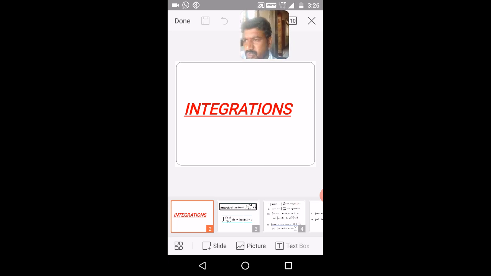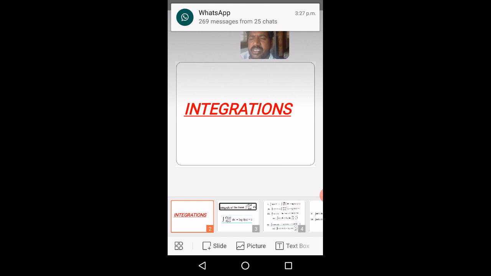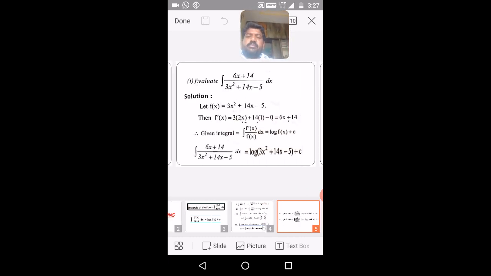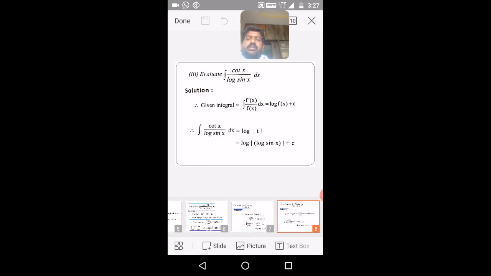That's why the substitution method will be very useful and very important to solve the remaining exercise questions, and to learn the remaining methods regarding integrations also. Therefore you will have to complete all the questions in your exercises, okay, in your textbook. Then only you will understand the other things very easily in the integration part.